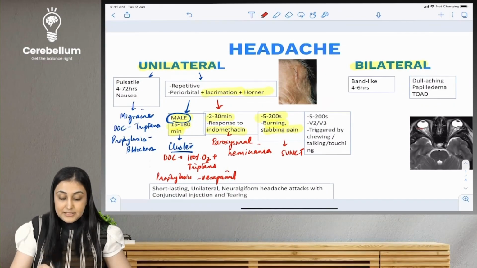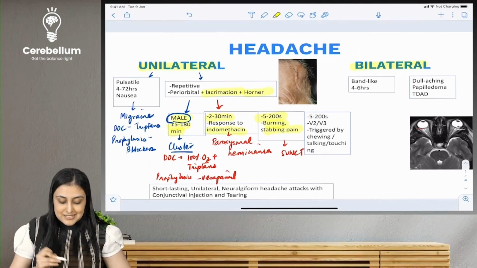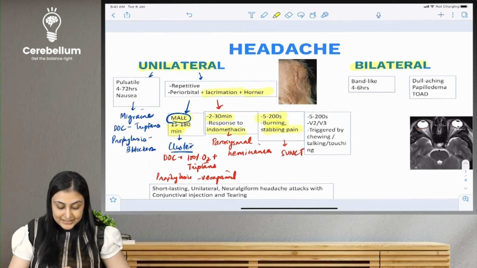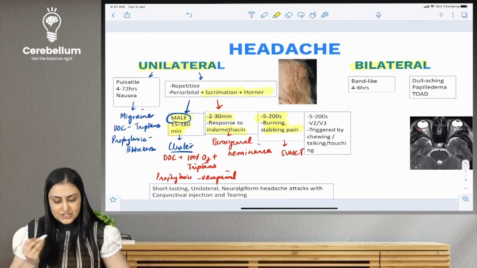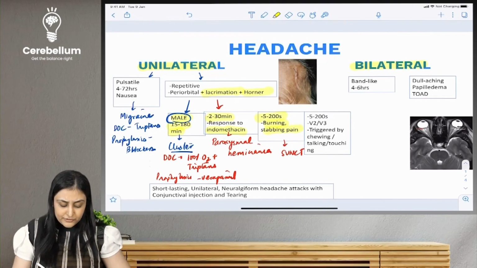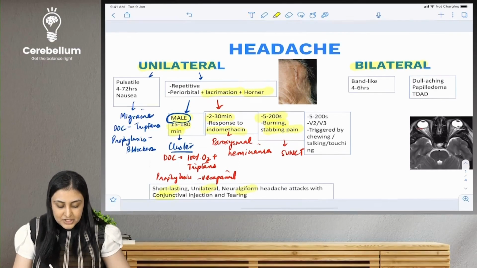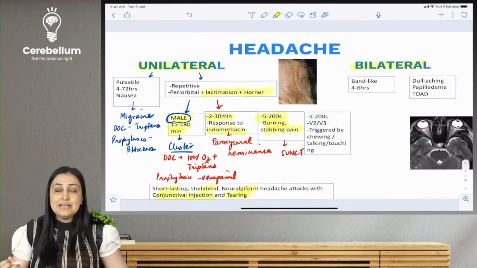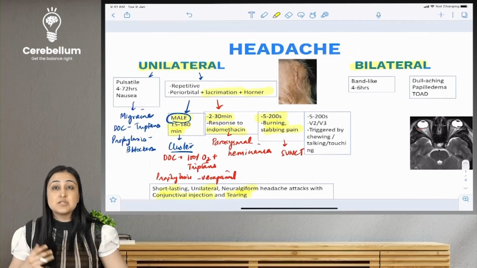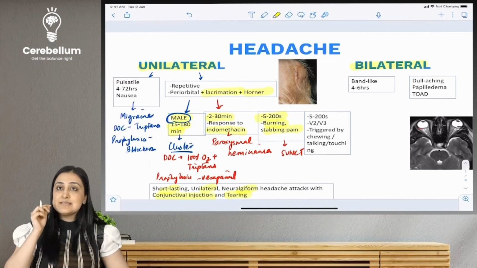What is SUNCT? Remember the full form? Short-lasting unilateral neuralgiform headache attacks with conjunctival injection and tearing. Do I already know all of this? Yes, it is short-lasting unilateral neuralgiform, conjunctival injection and tearing. So we anyways know all of it, so no need to memorize this long full form. So this entity is SUNCT.